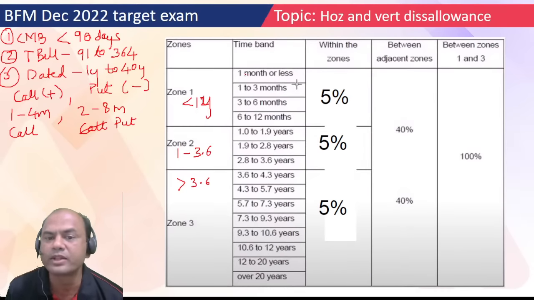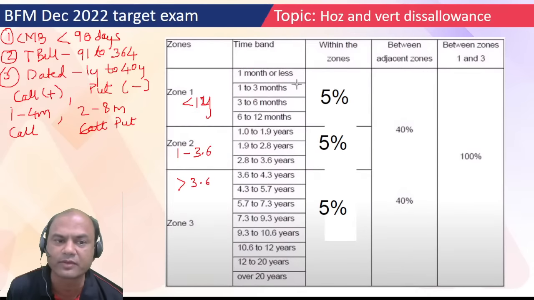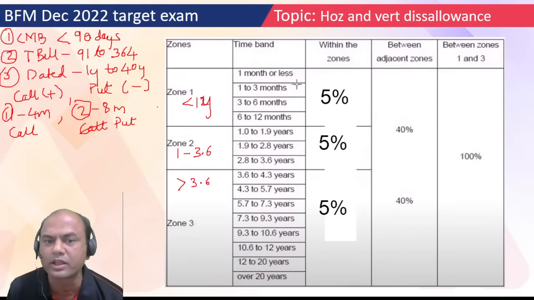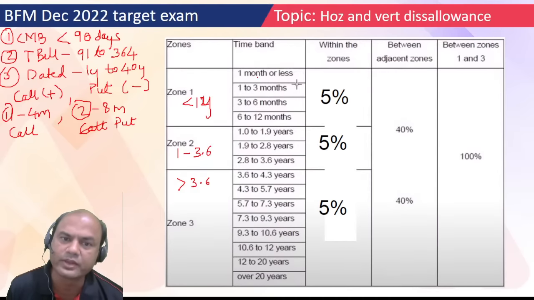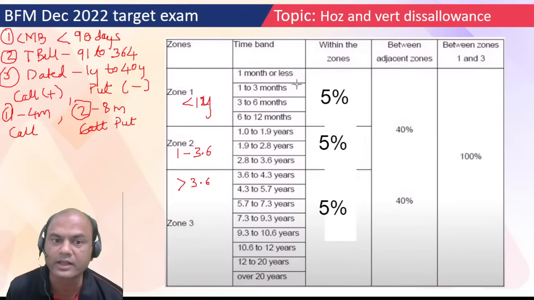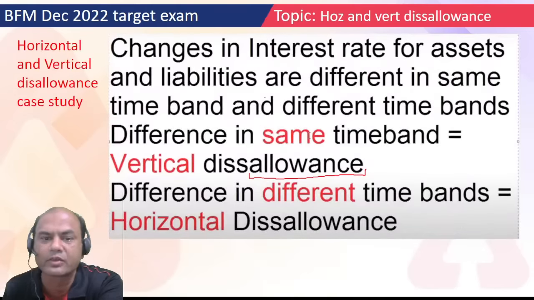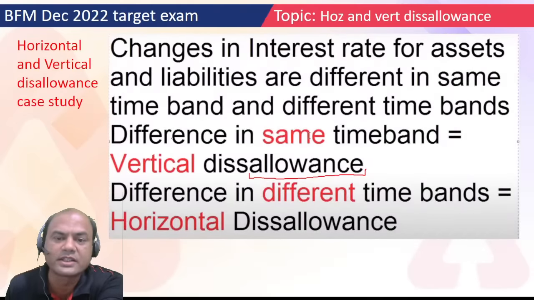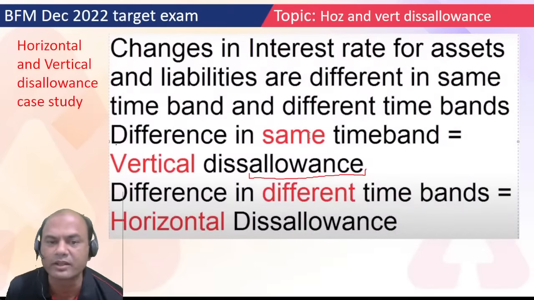Now this is between the same zones. Here, what are the examples I have given? One is bond number 1, second is bond number 2 of 8 months. So both are within the 12 month zone. See this, within the 1 year zone. So when you adjust these bonds within the same zone, now look at this sentence, what am I telling you? When you adjust these bonds within the same zone, okay, then it's called vertical disallowance. See here I have written it over here: vertical difference in the same time band, same zone, then it is called vertical disallowance.